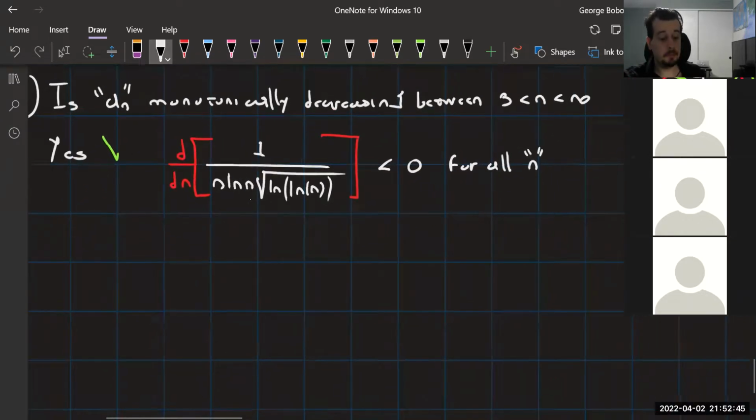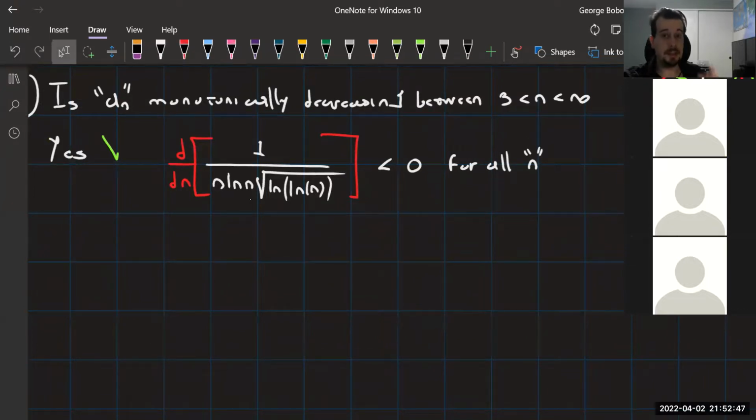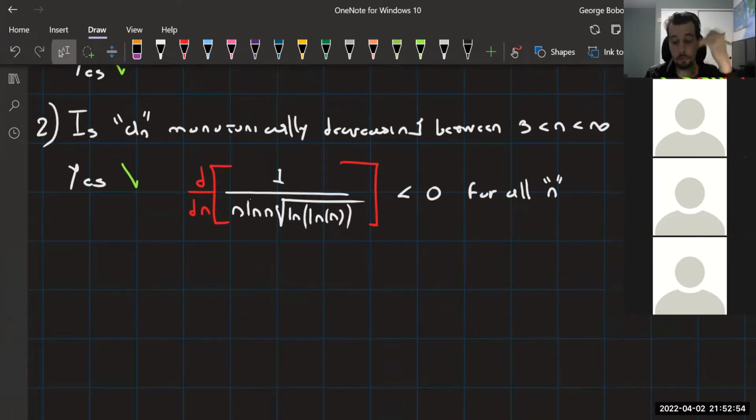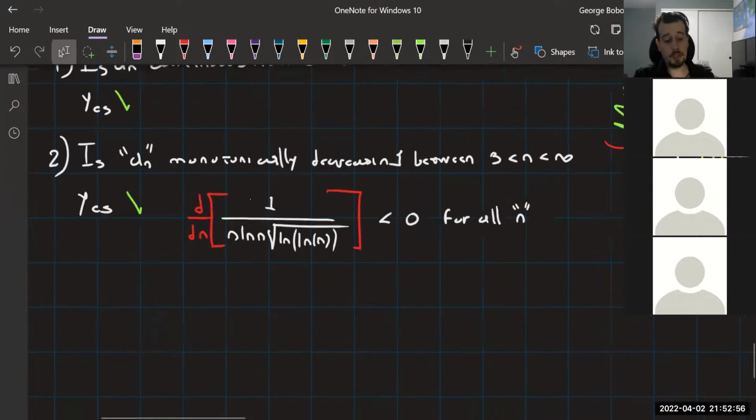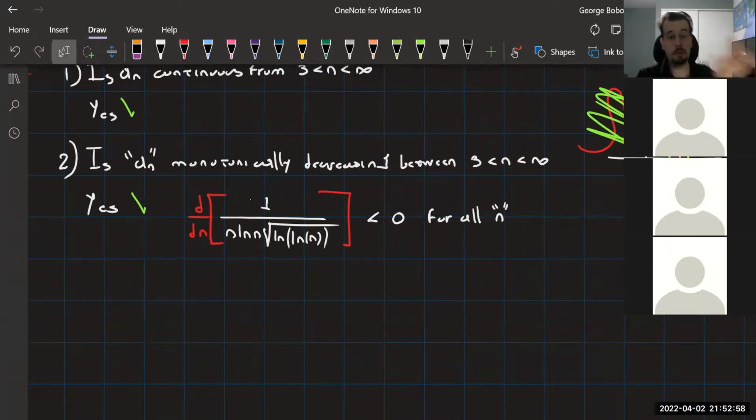I promise. I literally promise. There are some things that I can do here and some things that take so much time that I invite you to do them after, in your own time, if you're curious. This is one of them. The derivative of this, I promise, will turn out to be less than 0 for all n, no matter what n you try in there. Which tells you if the slopes are always negative, your function's always decreasing.